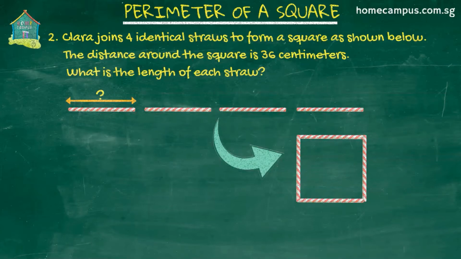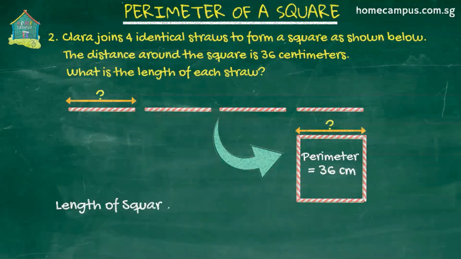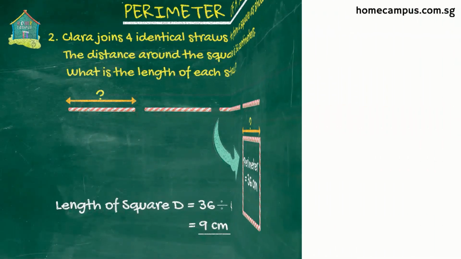So, in this case, the perimeter of the square is 36 centimeters, which means that if we divide 36 by 4, we will get the length of the square, and that is equal to 9 centimeters. As is quite clear from the figure, the length of the square is the same as the length of each straw. Therefore, the length of each straw, which is what we are required to find out, is 9 centimeters.